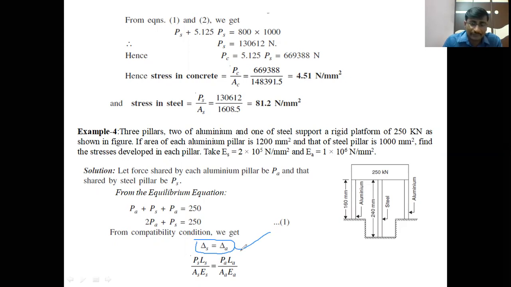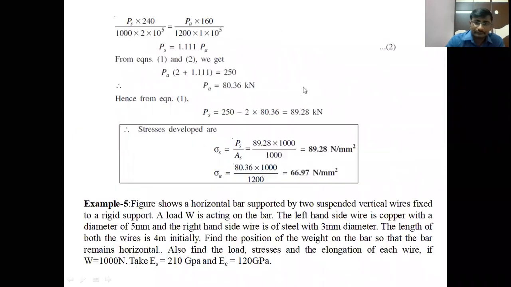So delta S is equal to delta A, that is, the contraction of the steel is equal to the contraction of the aluminium pillars. So a similar equation, PL by AE for the steel is equal to PL by AE for the aluminium. Here the lengths are not equal. Length of the aluminium is 160 mm, length of the steel rod is 240 mm. Lengths are not equal in this case, so we cannot cancel them.